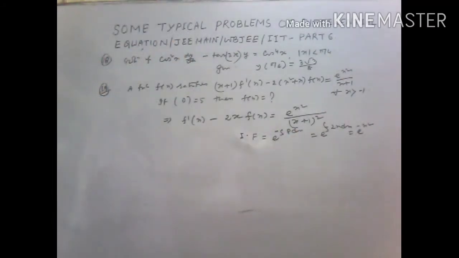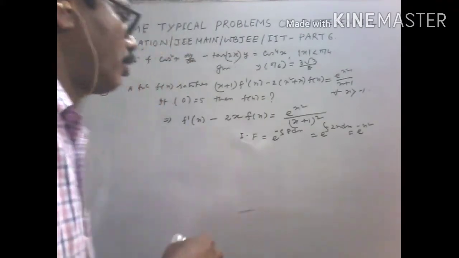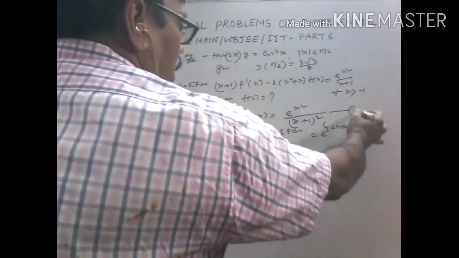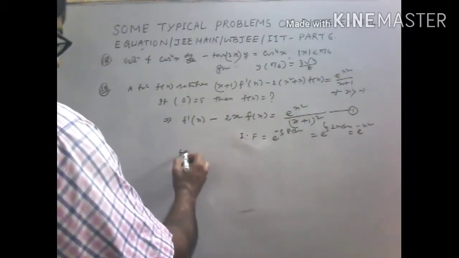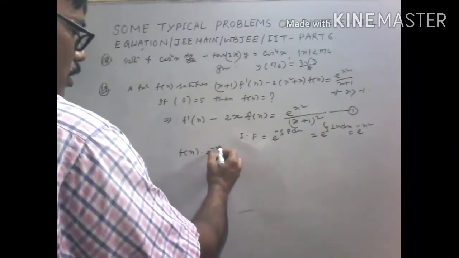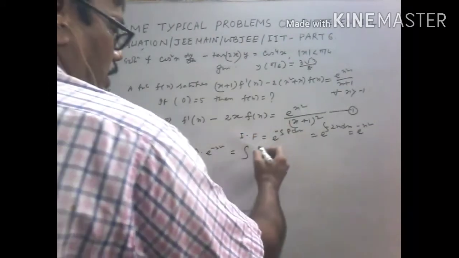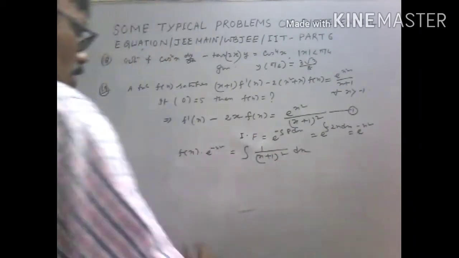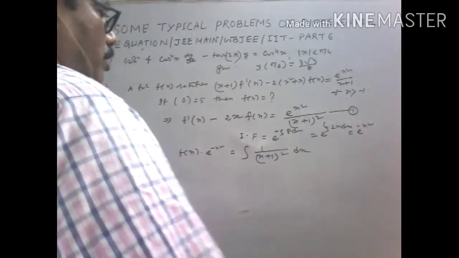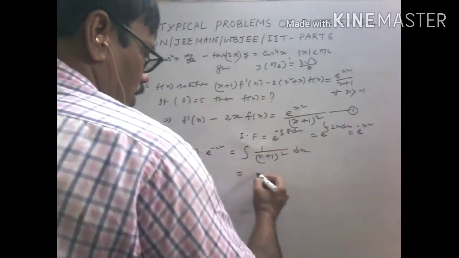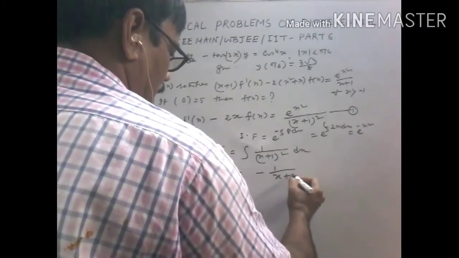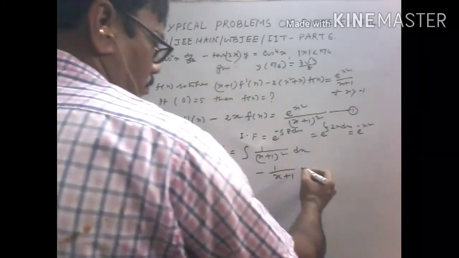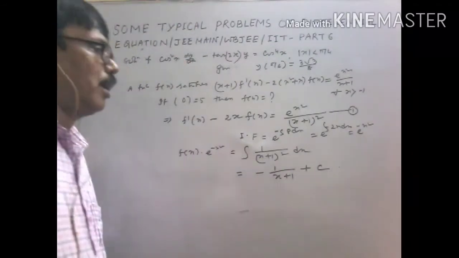So e to the power minus x square. If we multiply equation 1 by the integrating factor, we get f(x) into the integrating factor equals the integration of the right hand side, (x plus 1) whole square dx. Omitting one step, this one is cancelled out, so minus 1 by (x plus 1), the integration of this, minus 2 plus 1, plus c.